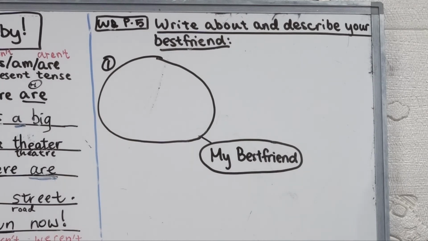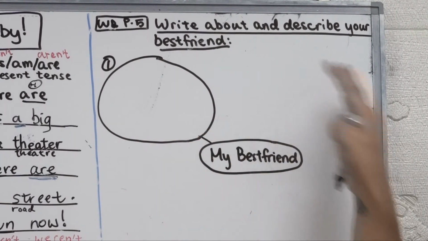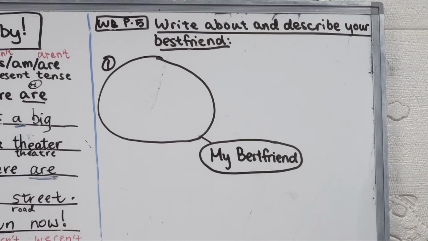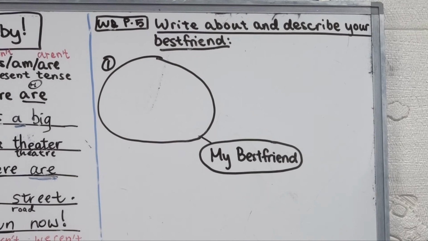So, we need to write about 50 words, right? So we can say one circle is 10 words. And then if we have 5 circles, then it becomes 50 words, right? So let's try with the first one. Pay attention. You can go to the back page of your book, or you can write down on a piece of paper. Okay, so write down in a circle, my best friend.